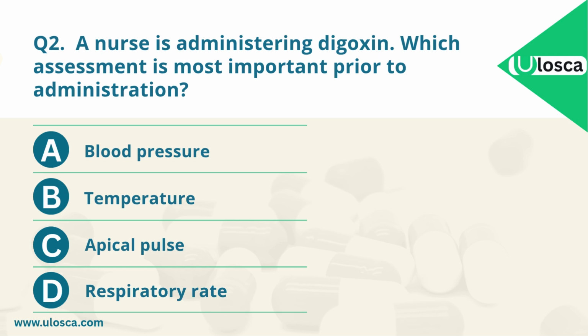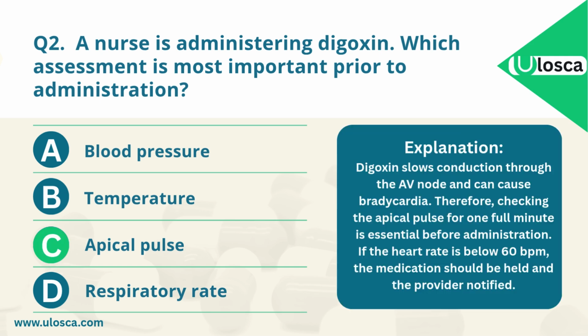The correct answer is C. Apical pulse. Explanation. Digoxin slows conduction through the AV node and can cause bradycardia. Therefore, checking the apical pulse for 1 full minute is essential before administration. If the heart rate is below 60 bpm, the medication should be held and the provider notified.